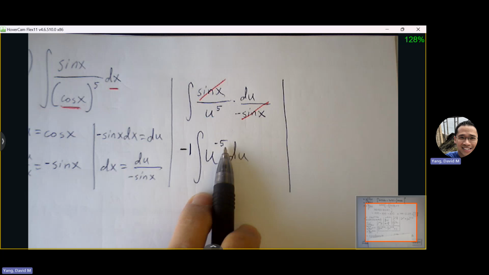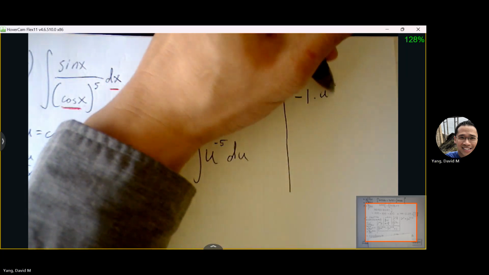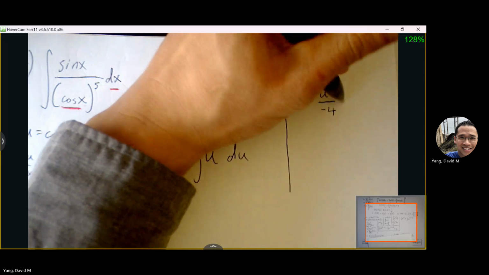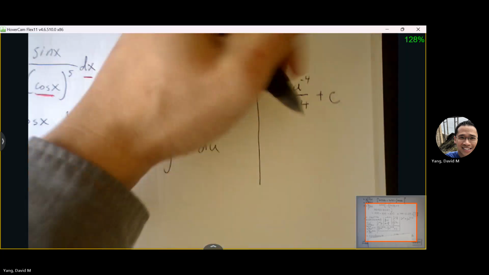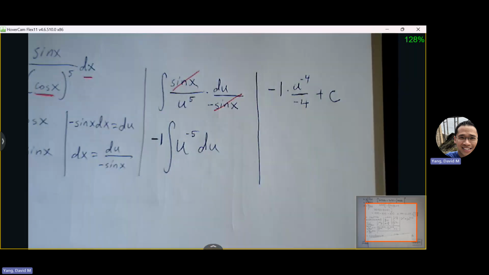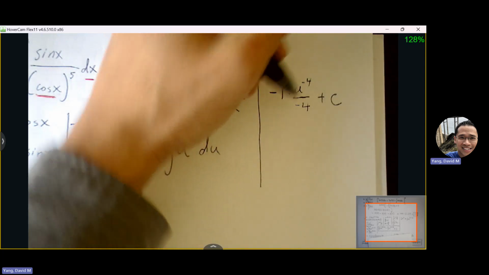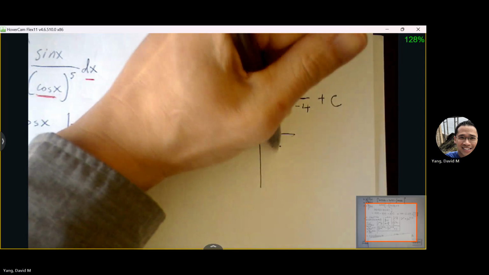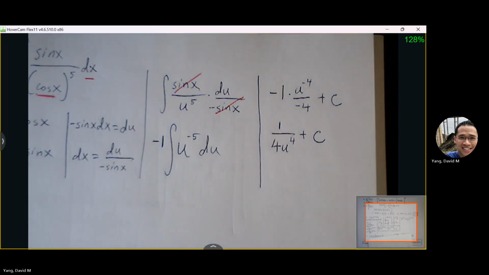Add 1 to the exponent. Okay, so I'm already pretty much near the answer here. I'm going to do some cleanup. I'll make this 1/4. I'll pull the u down to the denominator as well. And then we'll bring back our original variable x.